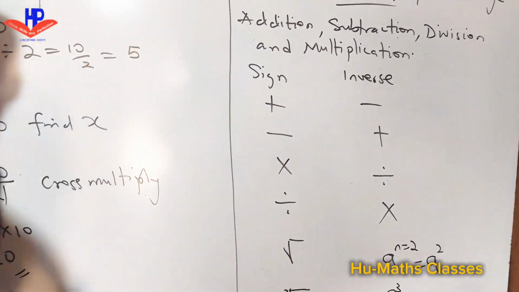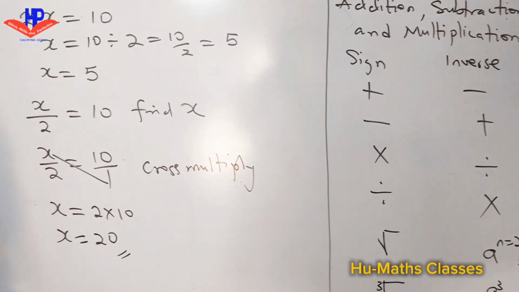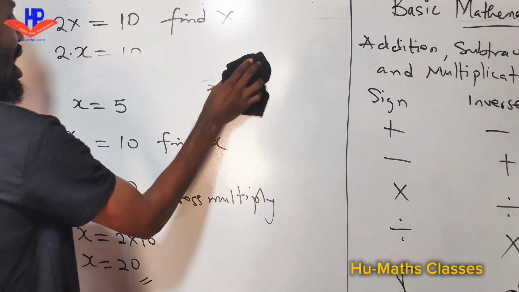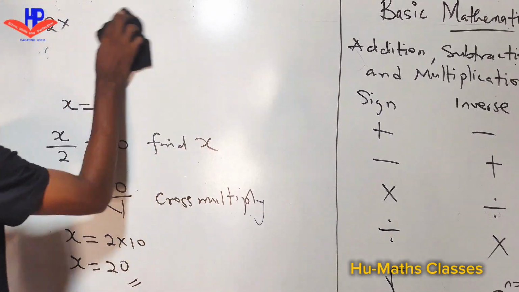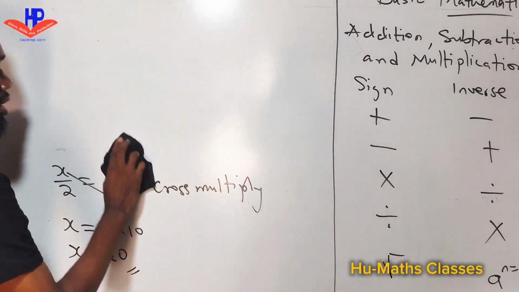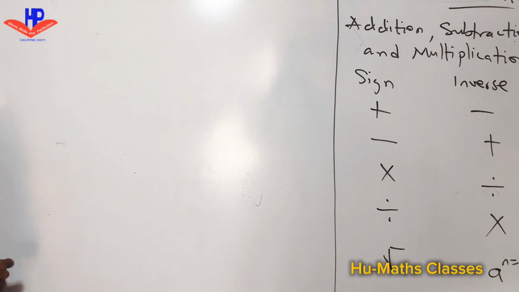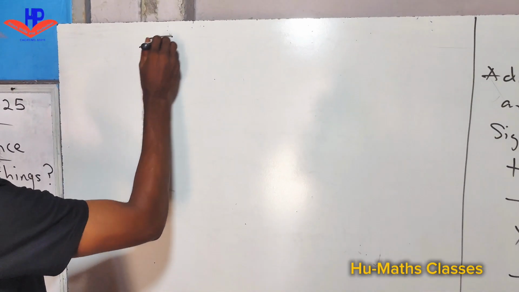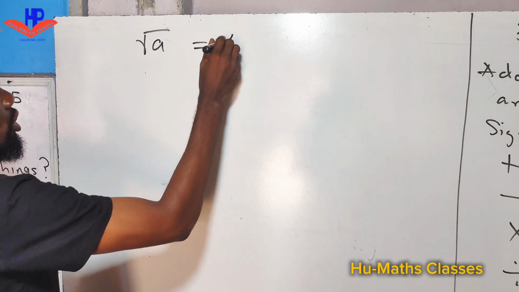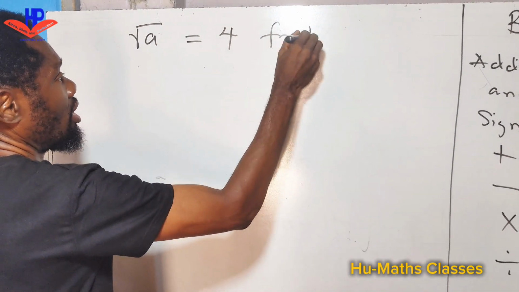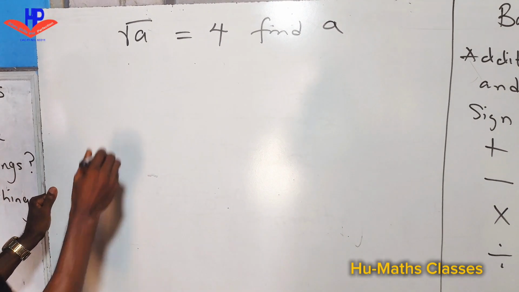Let me quickly deal with that of the root, when we have root as problems to deal with. Let's see how we can solve that quickly here. You're given root a is equal to 4. You're asked to find a.